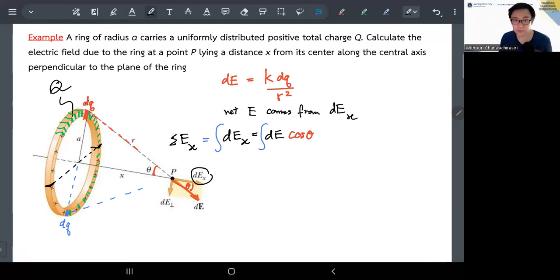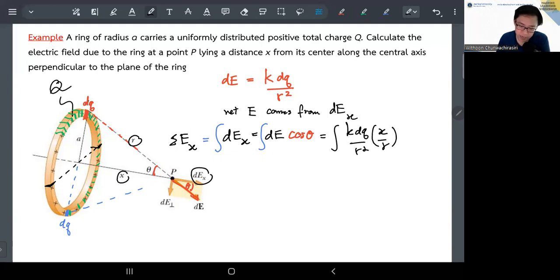Okay. How much? Let's try plugging the values in, shall we? All right, dE, I already calculated. It's this value here. So it's k dq over R squared. What about cosine? Well, cosine is adjacent over hypotenuse, so it's x over R. That's for cosine.